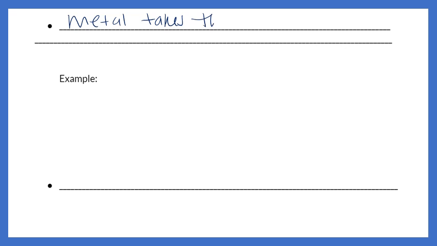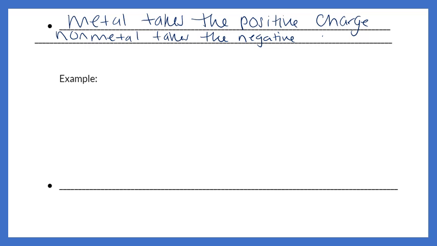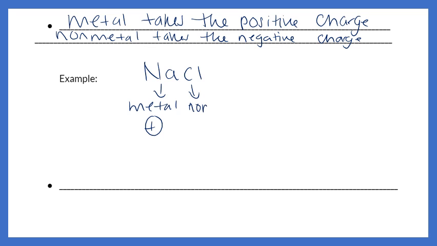So the metal takes the positive charge, and the nonmetal takes the negative charge. So if we had sodium chlorine, this is the metal, and it takes that positive charge, and this is the nonmetal, chlorine, and it takes the negative charge.